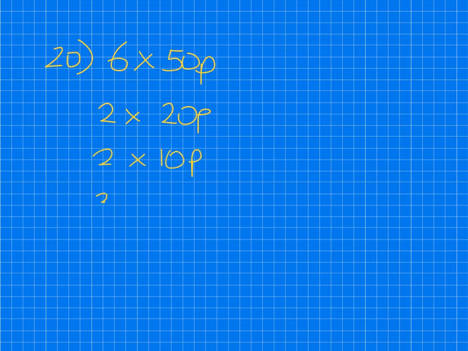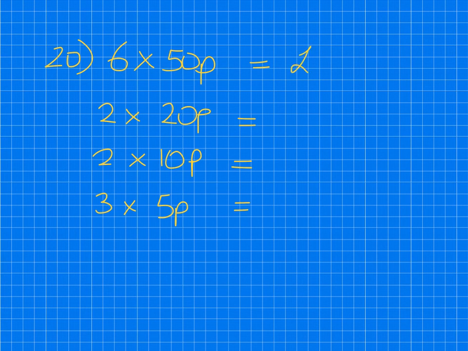Question 20 is all about reading the question correctly. If you want, you could highlight the relevant information. So it tells you in your pocket you have 6 50p coins. You have 2 20p coins. You have 2 10p coins and 3 5p coins. So let's just work out how much we've got all together.